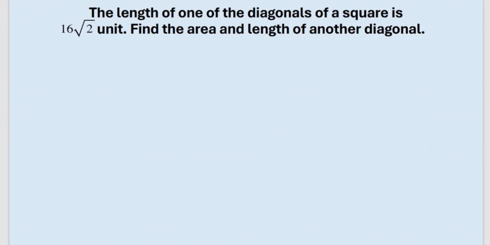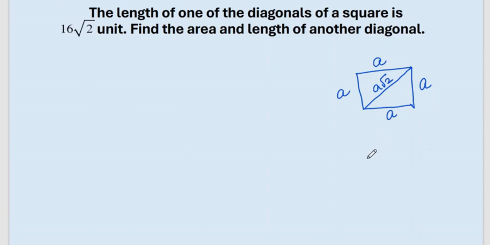The length of one of the diagonals of a square is 16 root 2 unit. Find the area and length of another diagonal. Okay, now let's take a square whose side is given as a unit. We know the sides of the square are equal, and we also calculated the value of diagonal of a square. What was that? It was a root 2.